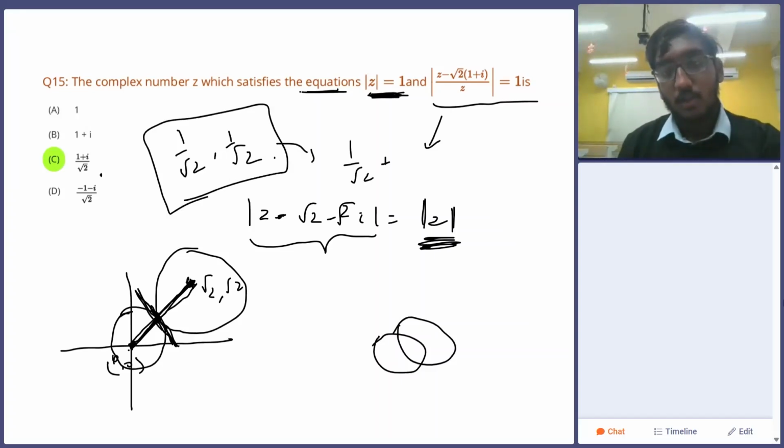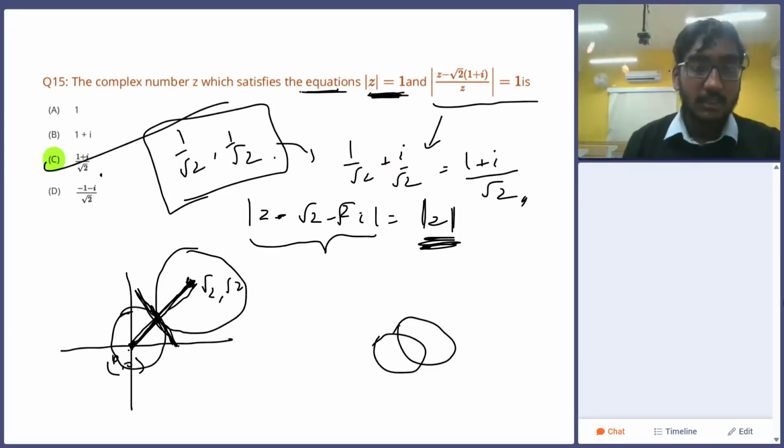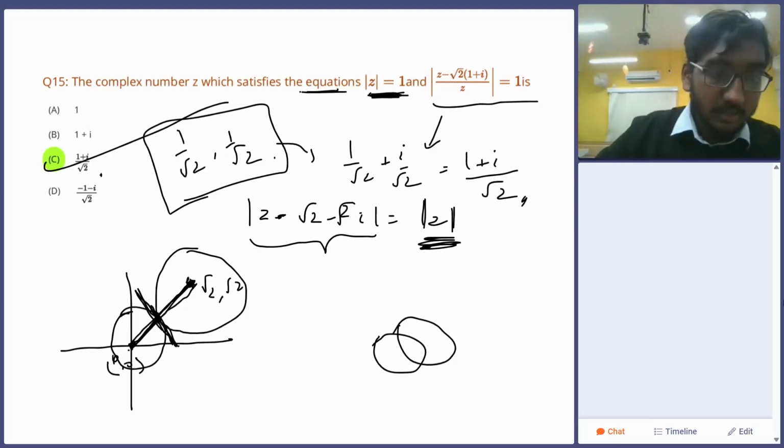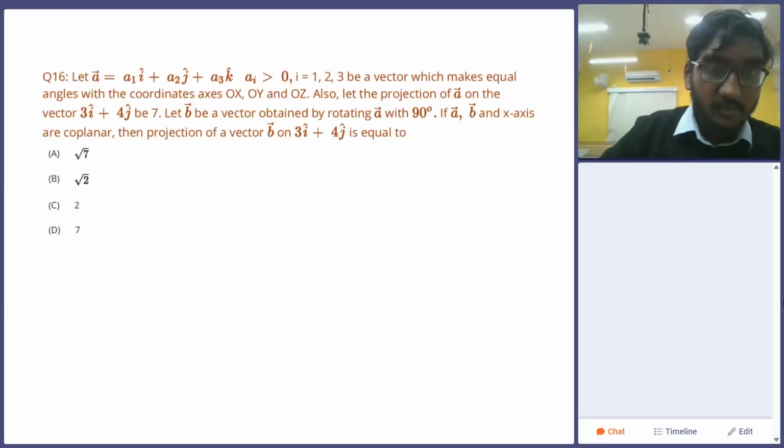what? 1 by root 2 plus i by root 2. Okay, 1 plus i by root 2. This is the complex number, and there is option C. Okay, yes. So yeah, we'll move to the next question.